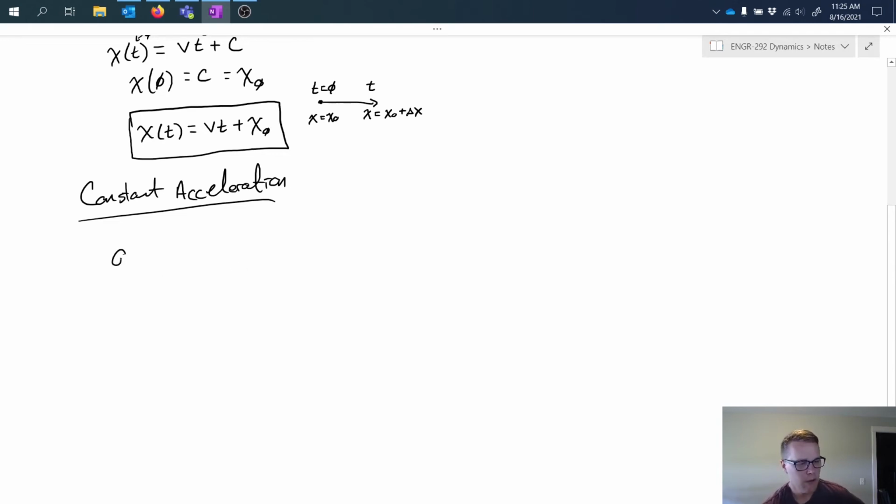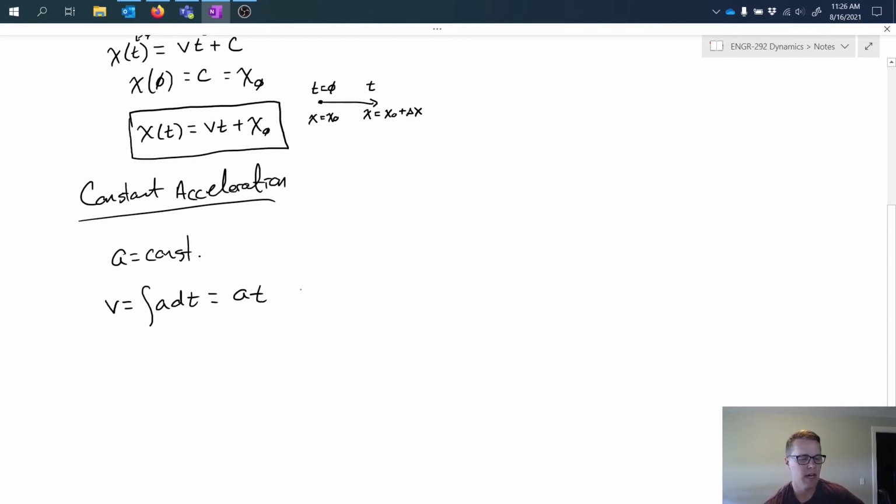So if we define the acceleration as a constant, we can work our way backwards then to velocity and to position. We'll do that in the exact same way. We know that velocity is defined as the time integral of acceleration. Acceleration being a constant, we can pull that out, and taking the integration of dt, we get at, right? And so we have velocity equals acceleration times time.